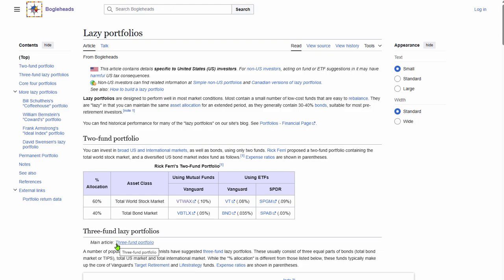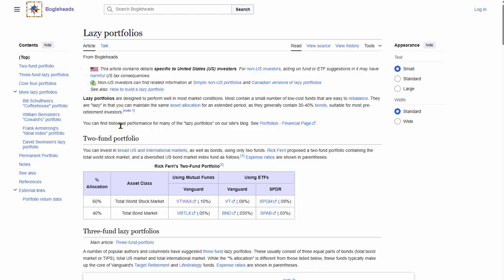And who are the Bogleheads? Well, the Bogleheads are a group of people that follow the investing philosophy of John Bogle. And John was the founder of Vanguard. He was sort of the beginning person who used index funds or low fee funds to have successful investing.